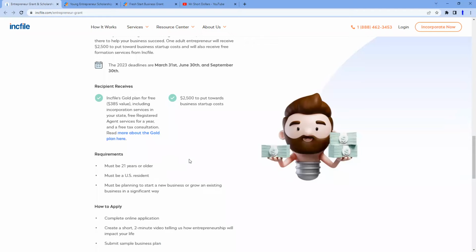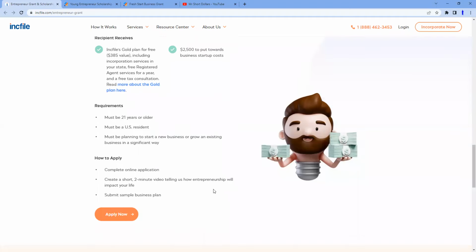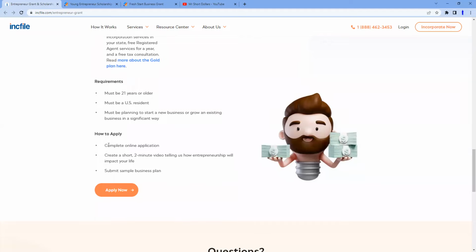Some of the basic requirements: you must be at least 21 years old, must be a U.S. resident, and must be planning to start a new business or grow an existing business in a significant way. Come on now, that's too easy to apply for, guys. Remember, complete online.